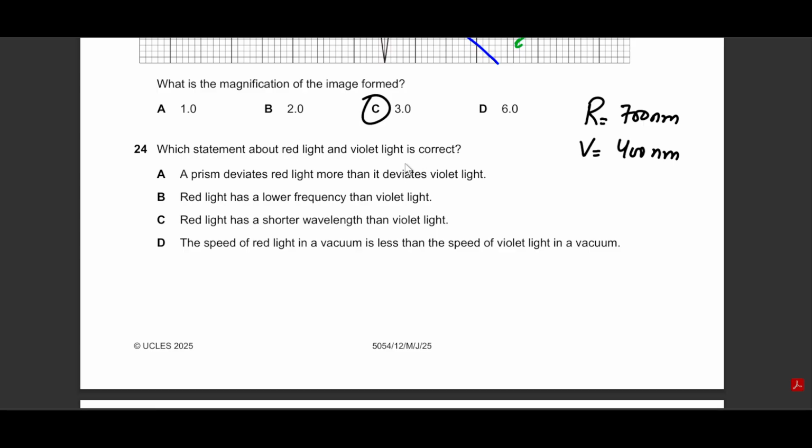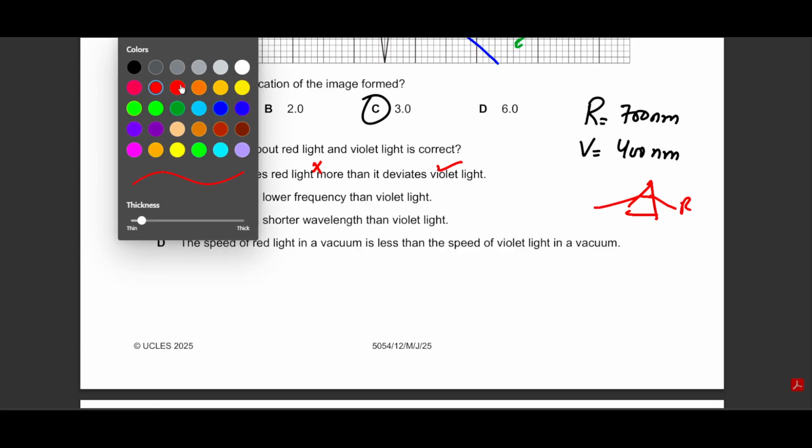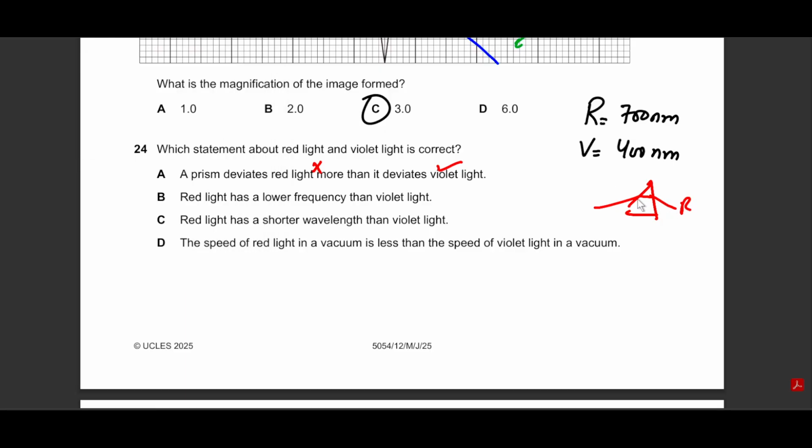Which statement about red and blue or violet is correct? A prism deviates red light more. This is false. It's the blue or violet that deviates more. If you remember, this is our case. White light coming in, we get red first, and the second light ray we get on the extreme is violet. It bends more. Red light has a lower frequency. Yes, this seems to be the right answer.